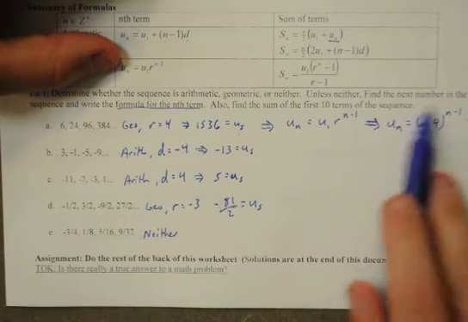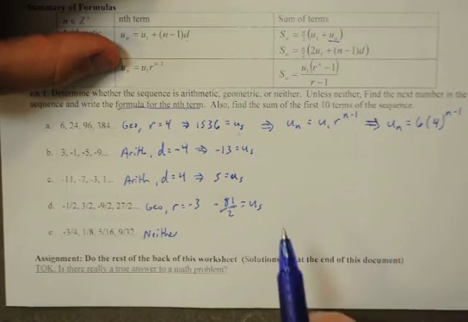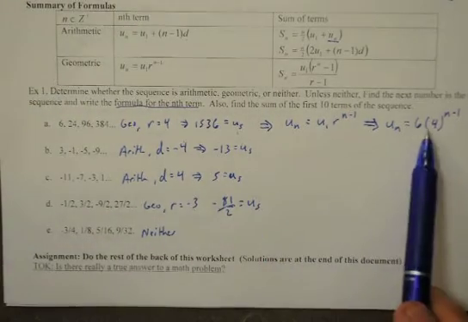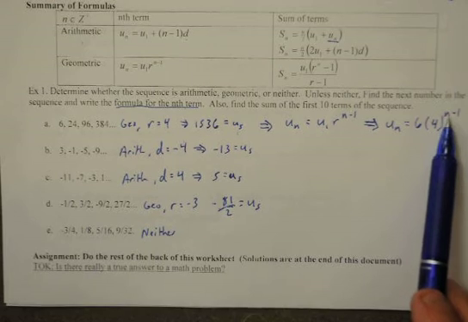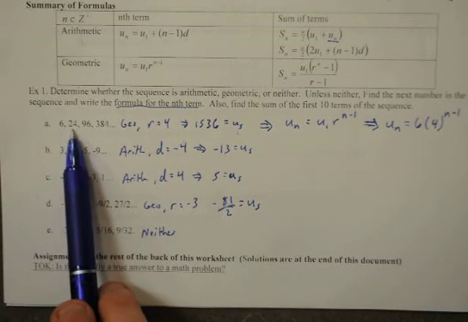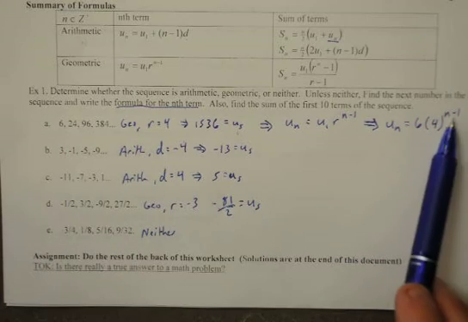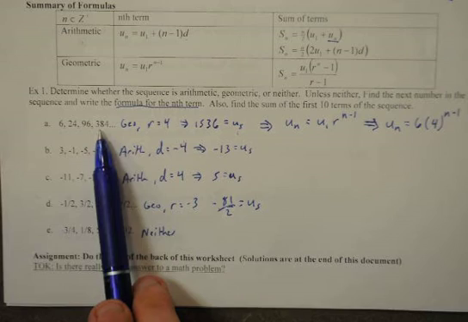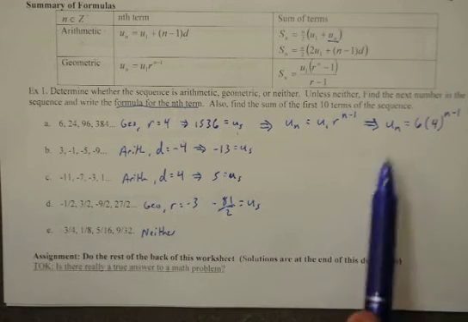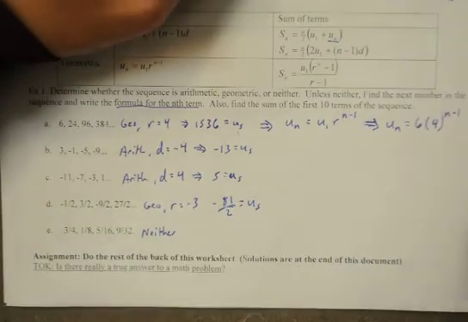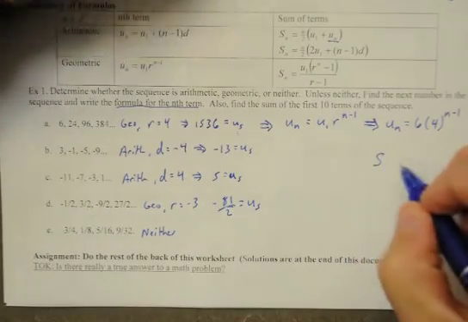This is how we can find any term. So if I want to find the second term, you plug in 2 right here. 2 minus 1 is 1. 4 to the first power is 4. 6 times 4 is 24. See how that works? If you plug in 3 here, you're going to get 96. If you plug in 4 here, you're going to get 384. That's the nth term.